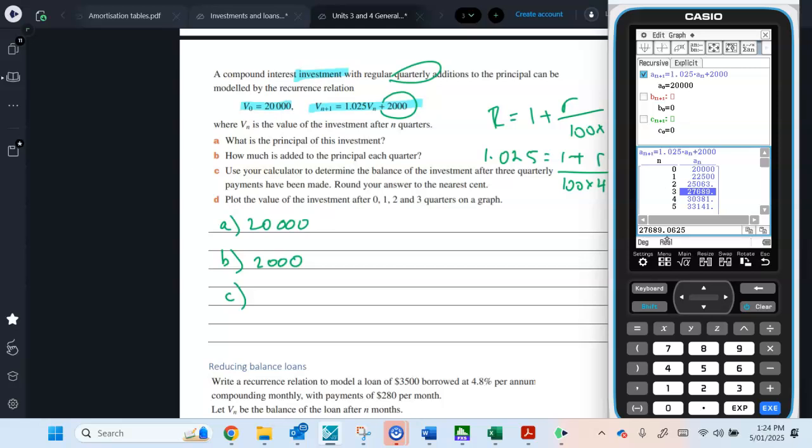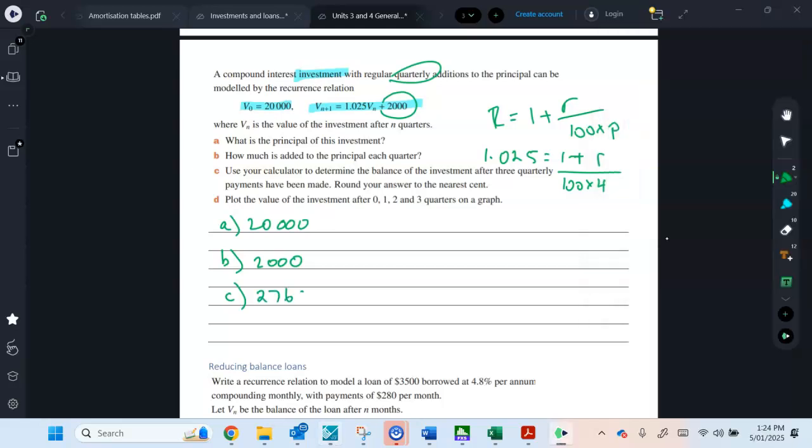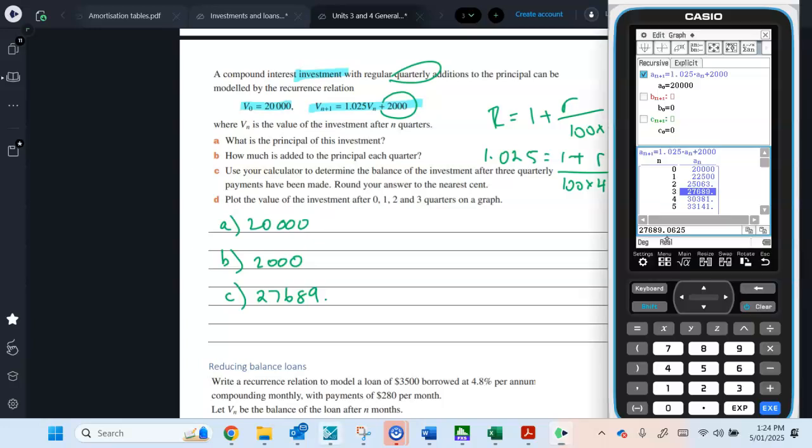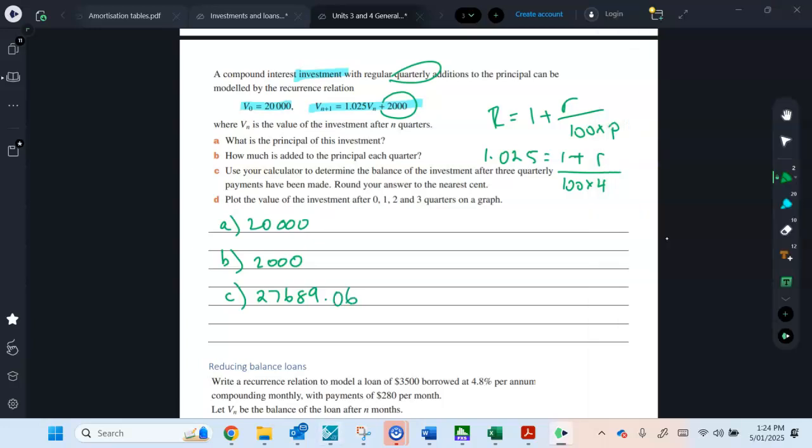So 27689. And let's just go back. 06. Now, you can't round that. Don't round that to 5 cents. All right, every cent counts. Has to stay as 6 cents. Just making sure I've written that question right. 3 quarterly payments.